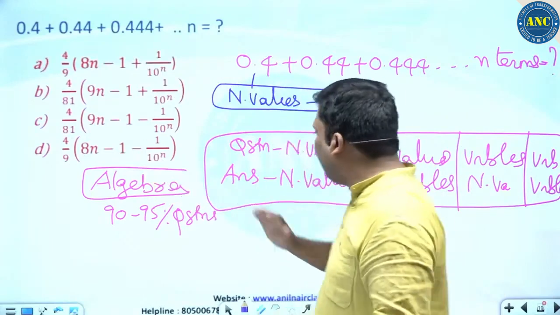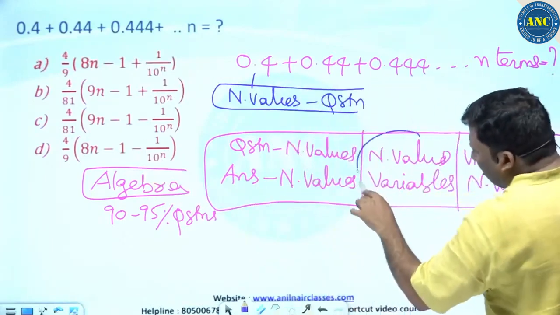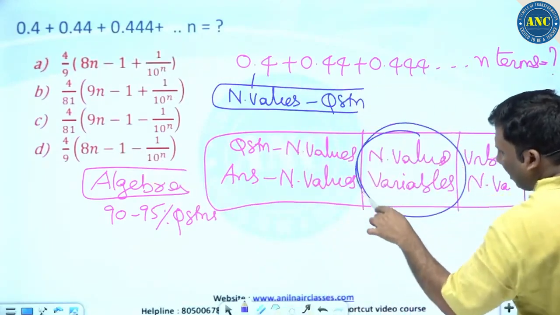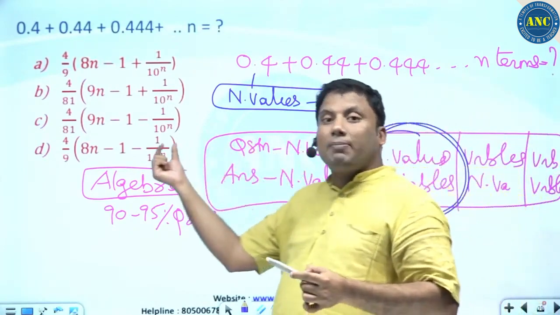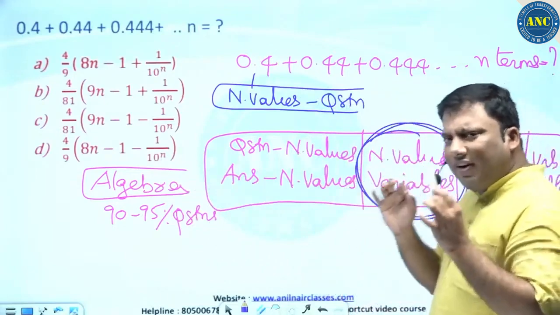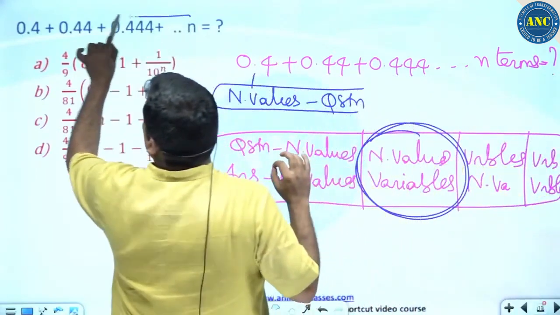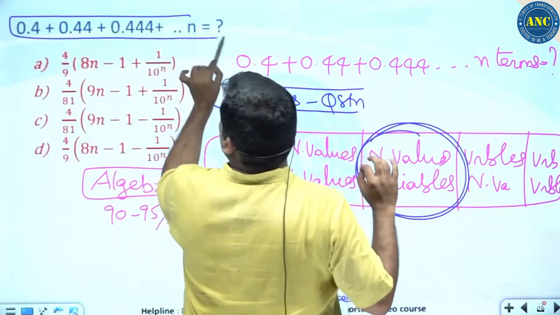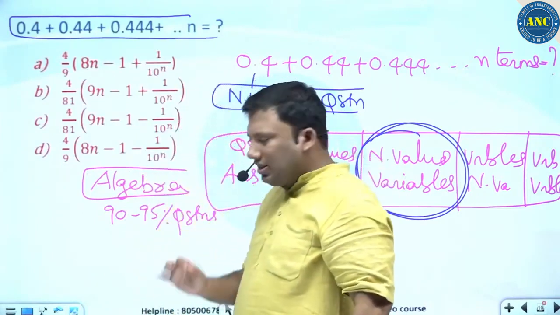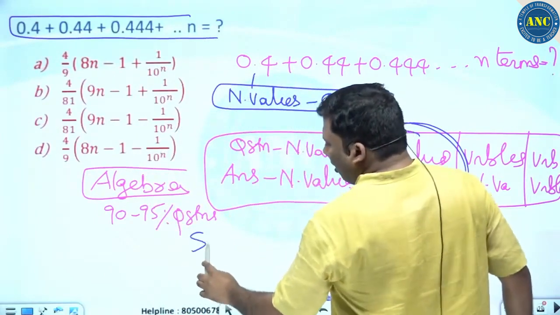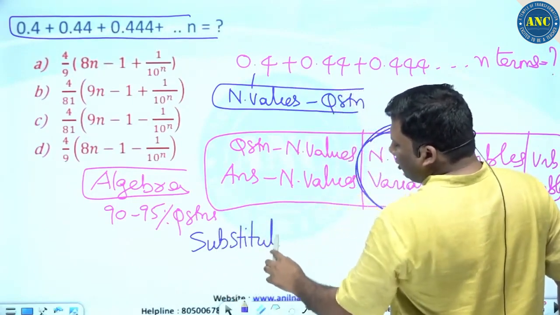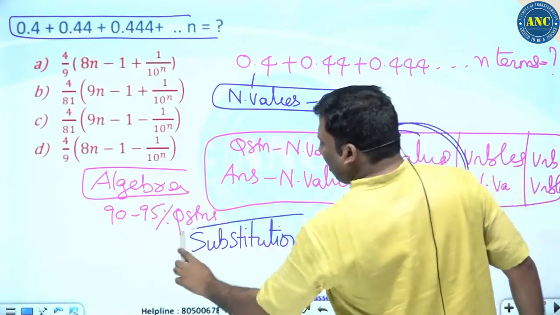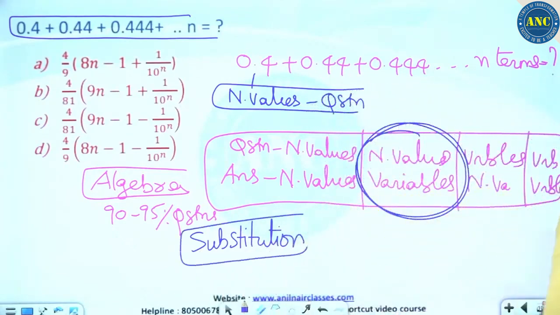Answer contains variables. Question contains numerical values. This circle part, that means this question comes under this category. Whenever you get a question under this category, the question contains numerical values and the answer contains variables. The best way to solve it is by using substitution. Substitution is the best method to solve if the question contains numerical values and the answer contains variables.